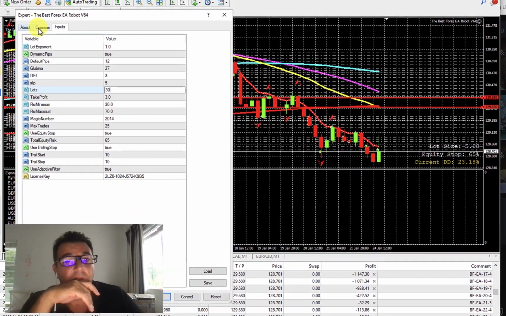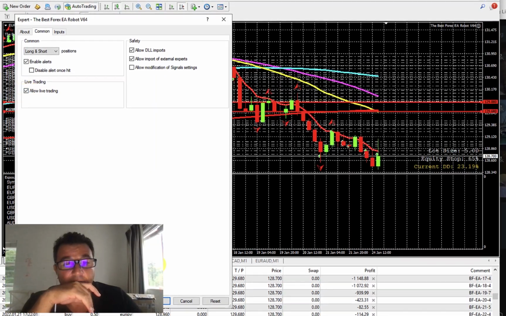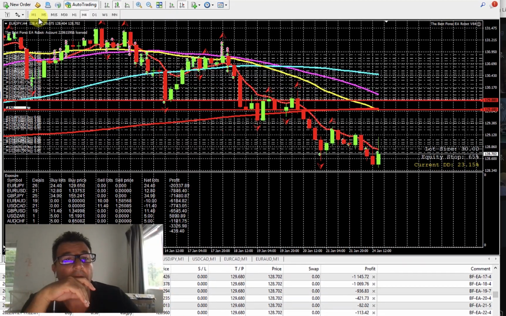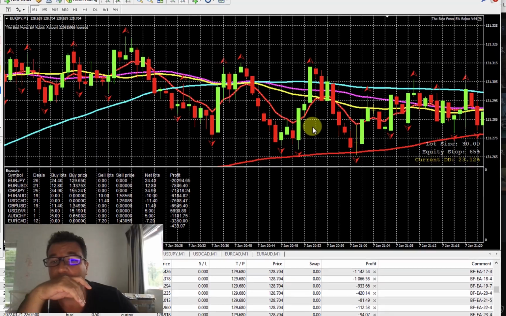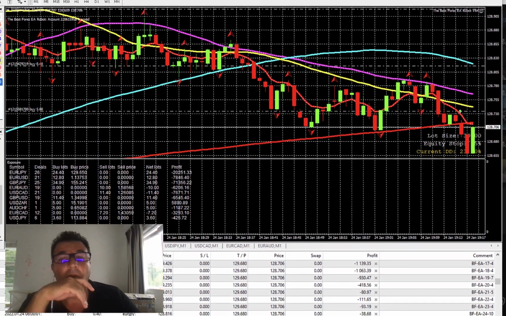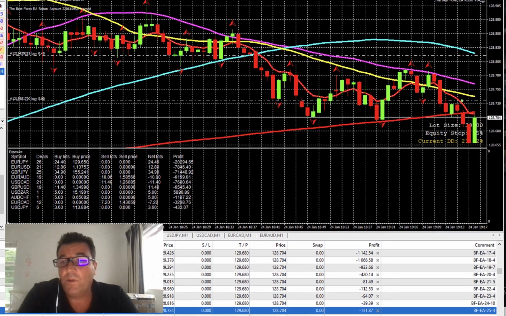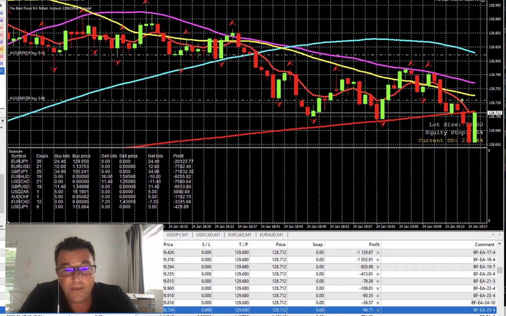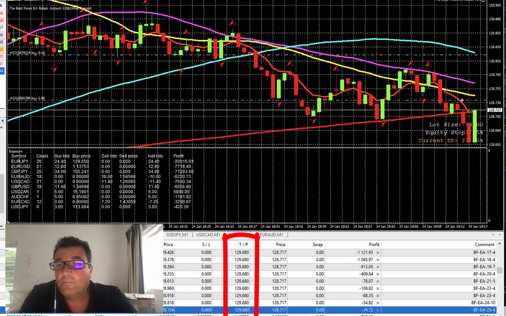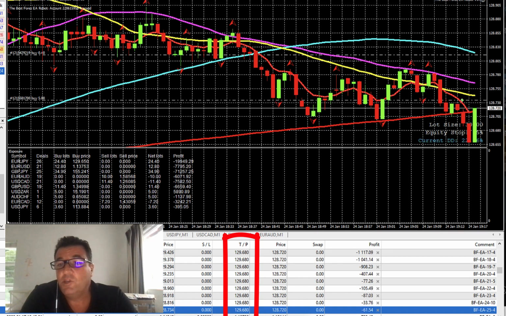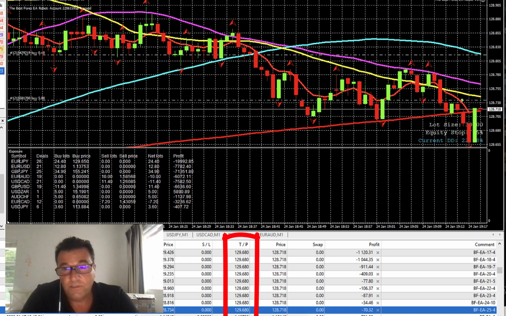We're going to click on Allow Live Trading. We're going to click on OK. We're going to change it to a 1 minute time frame. Click on this arrow, and we're going to wait for the trade to open, and that trade will open as a 30 lot when the new candle opens.